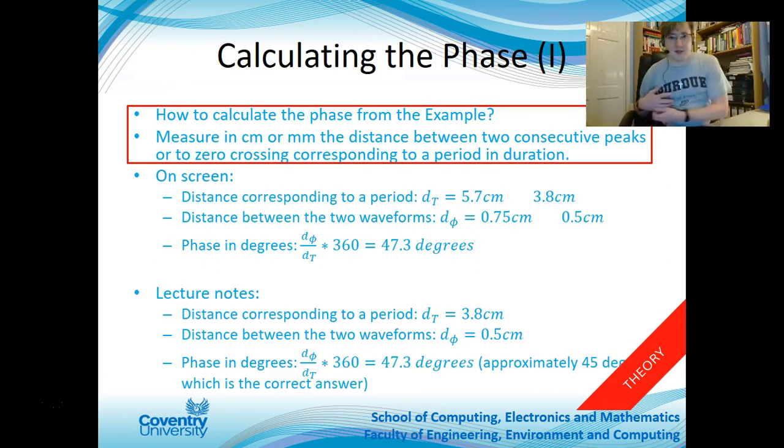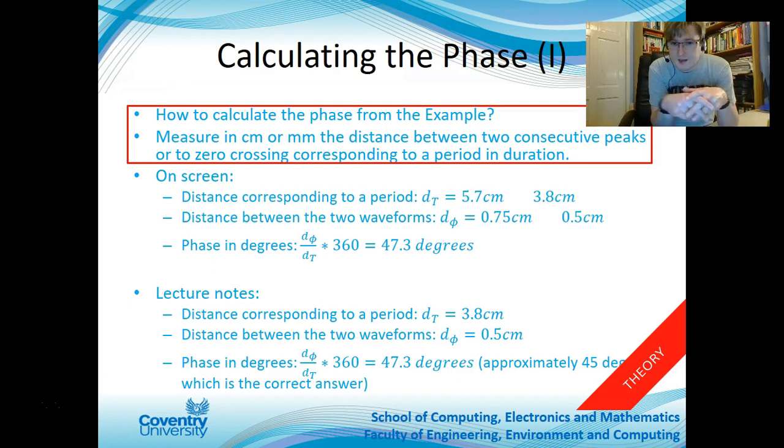So here's some calculations. This is basically what I've said. When I did this on the computer screen, I measured the distance for a period as 5.7 centimeters. The distance for the phase shift is 0.75 centimeters. When I plugged that in, I got an angle of 47.3 degrees, which is pretty good, considering it was 45, and the fact we're measuring it with a ruler.